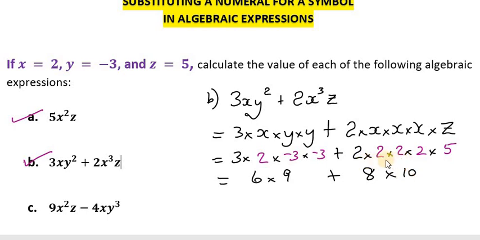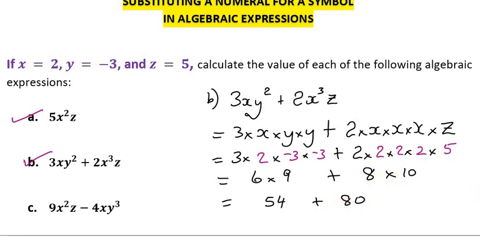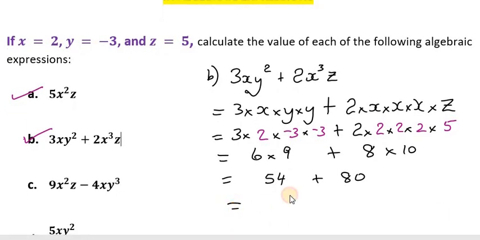So this is going to give us 8. 2 times 2 times 2, that's 8. And then we're going to say times 2 5 is 10. I mean, you could have just multiplied everything one time. That would be fine as well. 6 times 9, that's 54. And 8 times 10, that's 80. Now 54 plus 80, that's 134. That's our solution. Let's now move to part C.